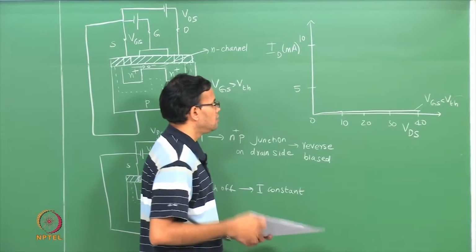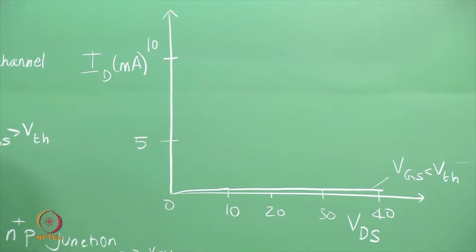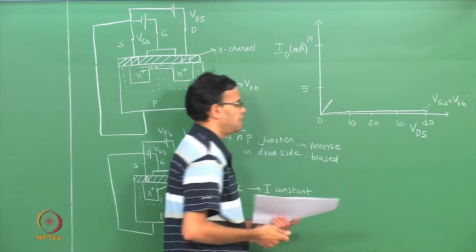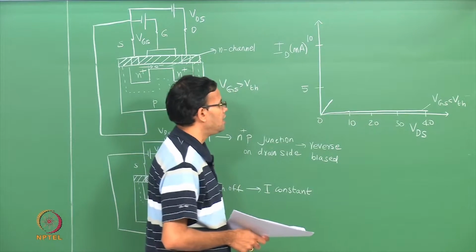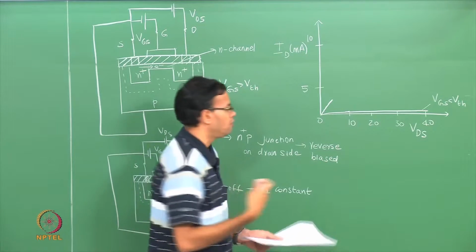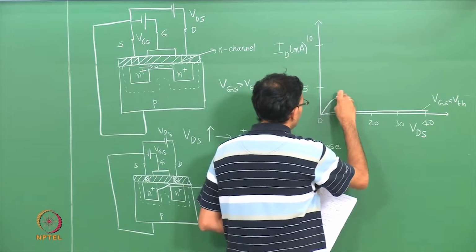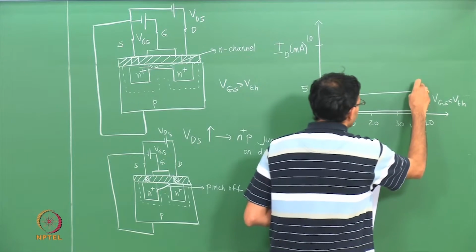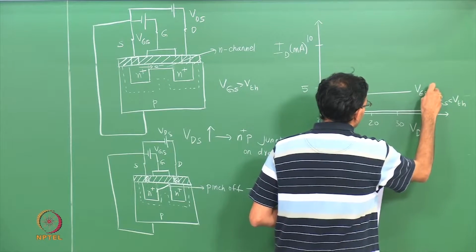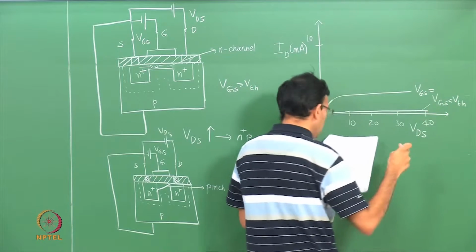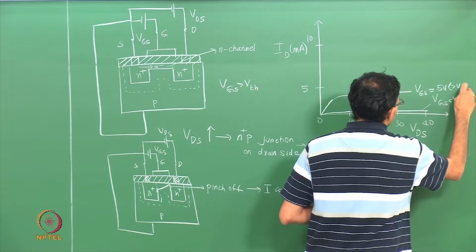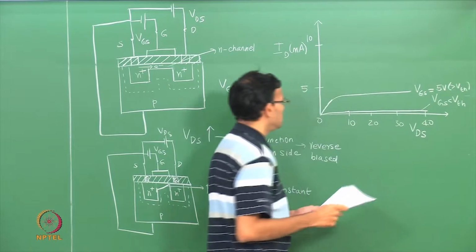When VGS goes above V threshold, we are going to start to see an increase in current. Ultimately there comes a point when pinch off occurs and the current becomes a constant. So this is for VGS equal to 5 volts, which is greater than V threshold.